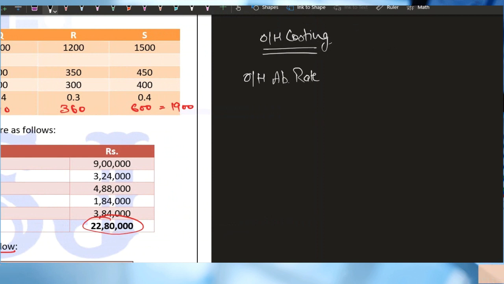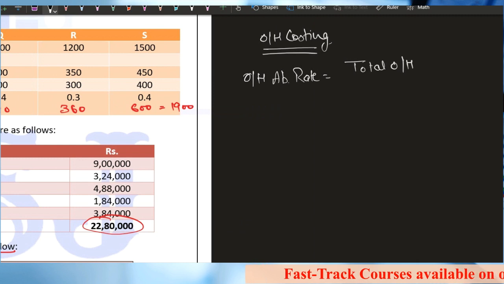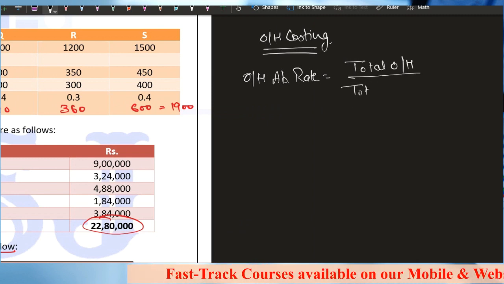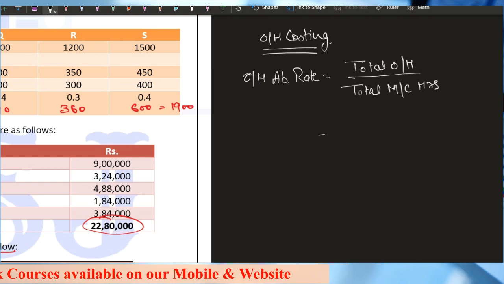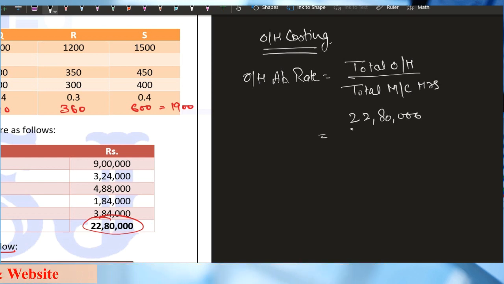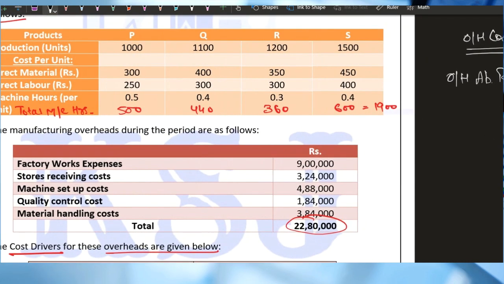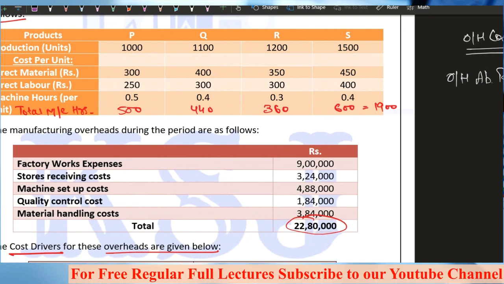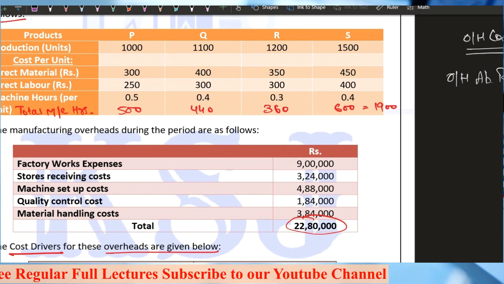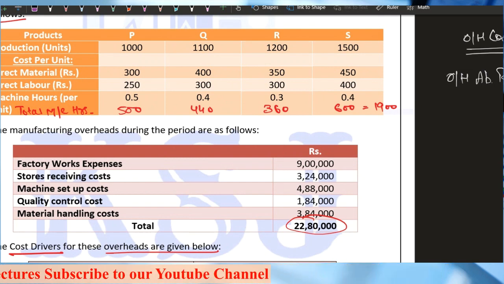How you calculate is total overheads divided by total machine hours. What is my total overheads? This is 22,80,000. Now, are you getting the point why I calculated the total machine hours? Right? There might be a question in the mind when I was writing this, sir, what is the need of these total machine hours? Now you're getting the point.